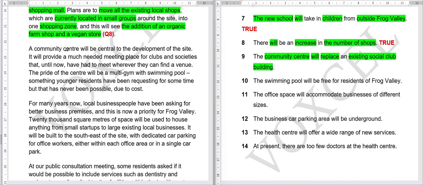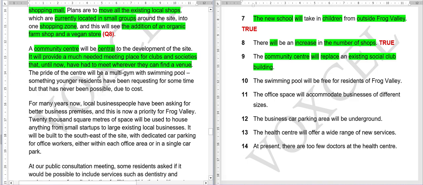A community center, so here is our location. A community center will be central to the development of the site. So this will be the main part of the development of the site. It will provide a much needed meeting place for clubs and societies that until now have had to meet wherever they can find a venue. So they are saying that it will provide a much needed meeting place for clubs and societies which don't have any place, and wherever they find a venue they organize meetings there.